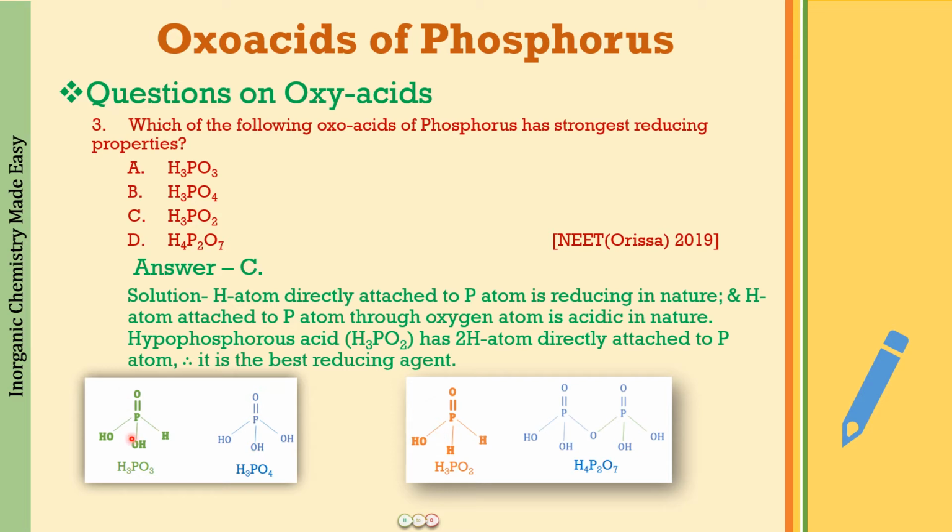After that, we will have H3PO3 also acting as a reducing agent, and H3PO4 and H4P2O7, where there are no P-H bonds, will be non-reducing in nature, right? So the correct option is going to be C choice.